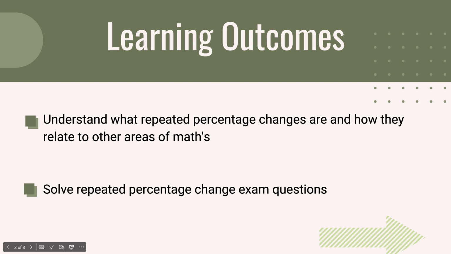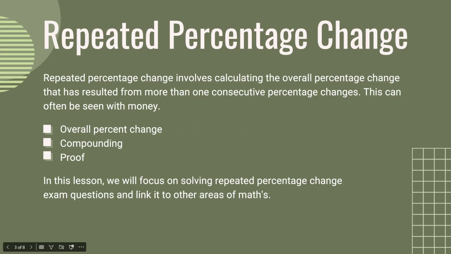Our learning outcomes for today are to understand what repeated percentage changes are and how they relate to other areas of maths, and to solve repeated percentage change exam questions. So, what are repeated percentage changes? A repeated percentage change involves calculating the overall percentage change that has resulted from more than one consecutive percentage change. This can often be seen when we are dealing with money. In this lesson, we will focus on solving repeated percentage change exam questions and link it to other areas of maths.